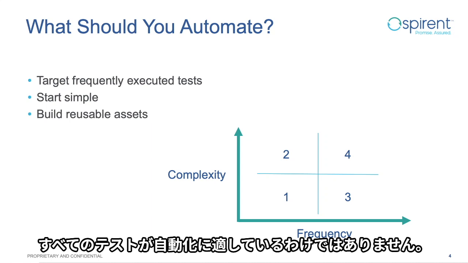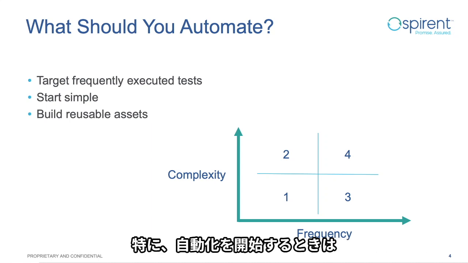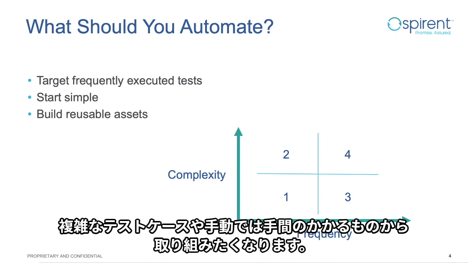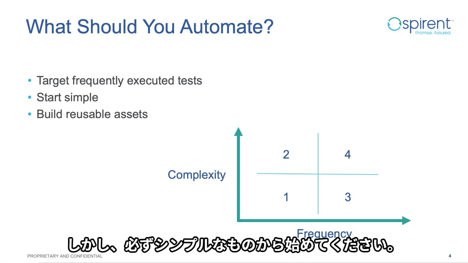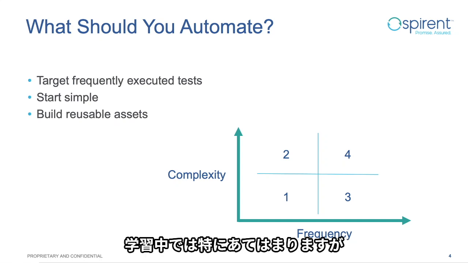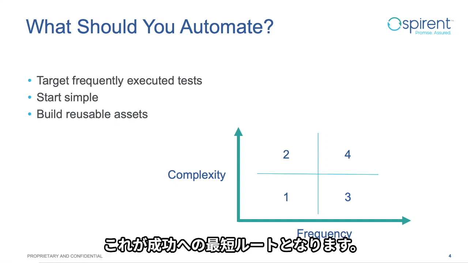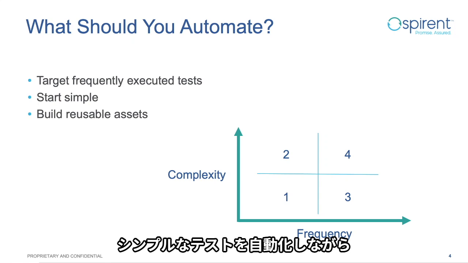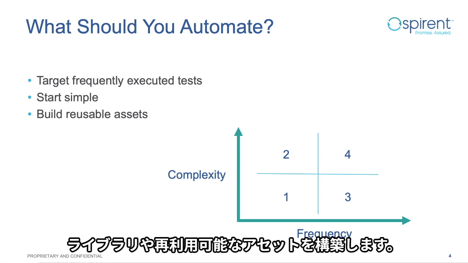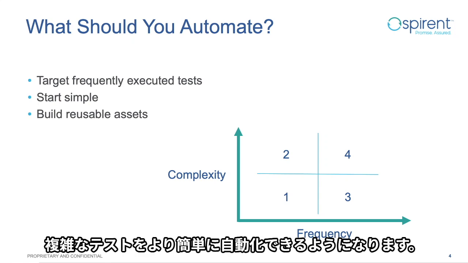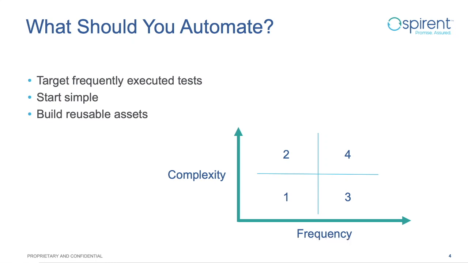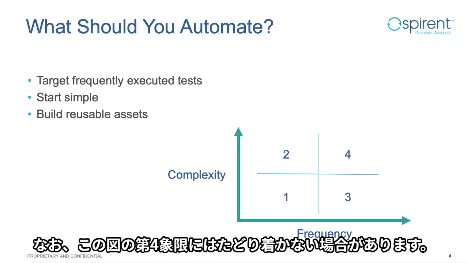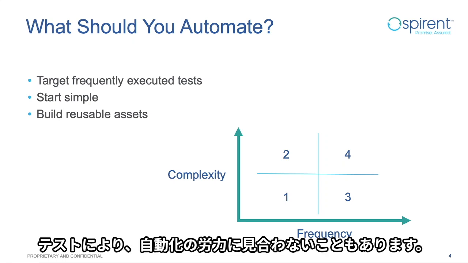Not all tests are good candidates for automation, especially as you start off on your automation journey. You may be tempted to tackle complex test cases because those are the most painful to run manually. However, starting with the simplest test cases, especially while you're learning, is the quickest way to success. While automating these simple tests, you'll be building your library of reusable assets, which in turn will make your complex tests easier to automate. You may never get to the fourth quadrant shown in this graphic, as some tests just aren't worth the effort to automate.